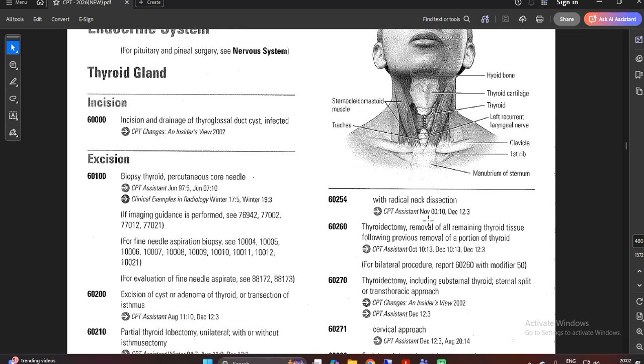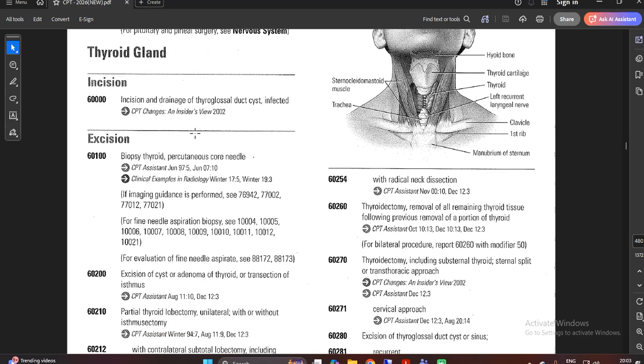So as usual, here we have the thyroid gland. So this is the thyroid gland. In the documentation you will always see the sternocleidomastoid muscle, thyroid cartilage, left recurrent laryngeal nerve, and hyoid bone. So these are the anatomical structures related to the thyroid gland. So first we have incision.